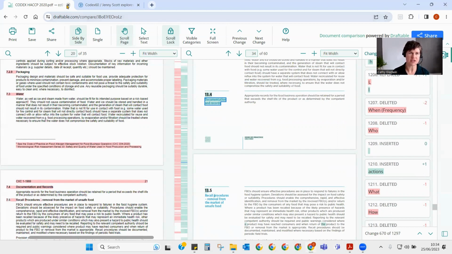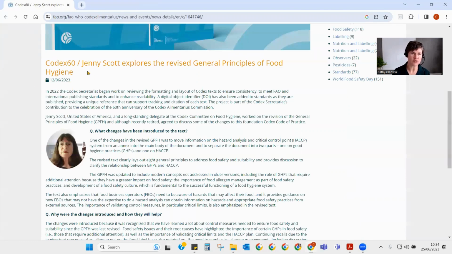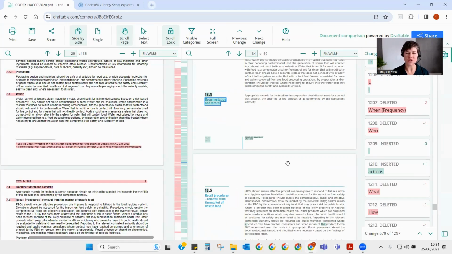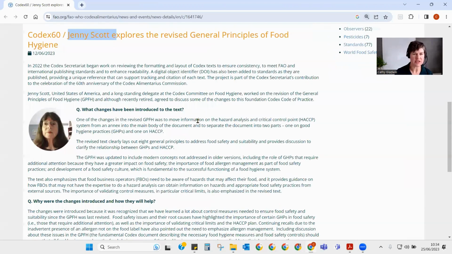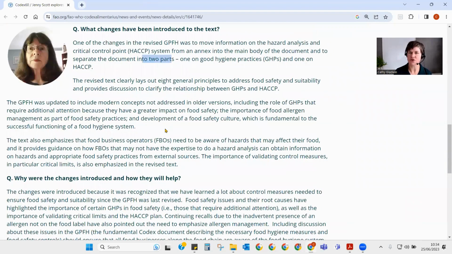So I'm going to close this down and also just draw your attention here to a nice article I found from Jenny Scott. When we saw that the decision tree was taken out, she says that they divided it into two parts. Yes. Clearly lays out the general principles, yes, and the relationship between good hygiene practices and HACCP. But although it sounds in this little write-up here like there have been changes, they actually haven't.